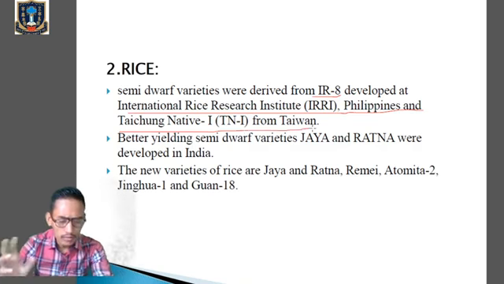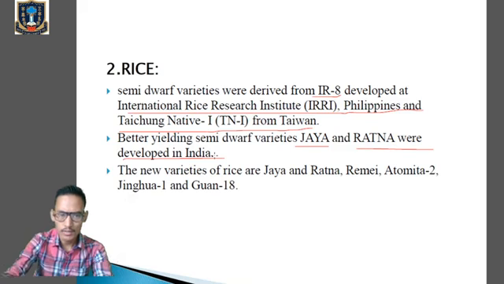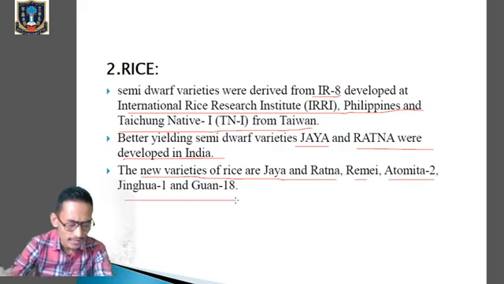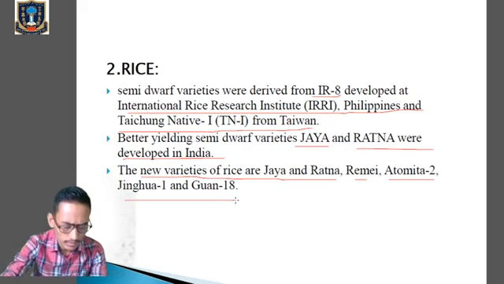So, what are the varieties of rice that have been developed? Remember the names Jaya and Ratna, which were developed in India. These are the semi-dwarf varieties of rice developed in India, Jaya and Ratna. And the new varieties of rice are Jaya and Ratna, Remi, Atomita 2, Chingua 1 and Guan 18. So these are the different varieties of rice. Kindly go through the names of the rice.